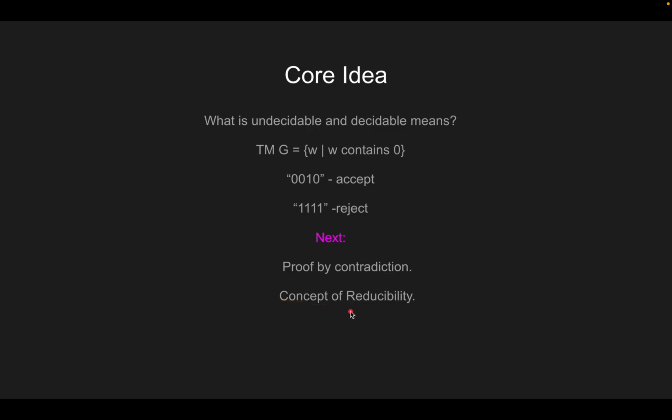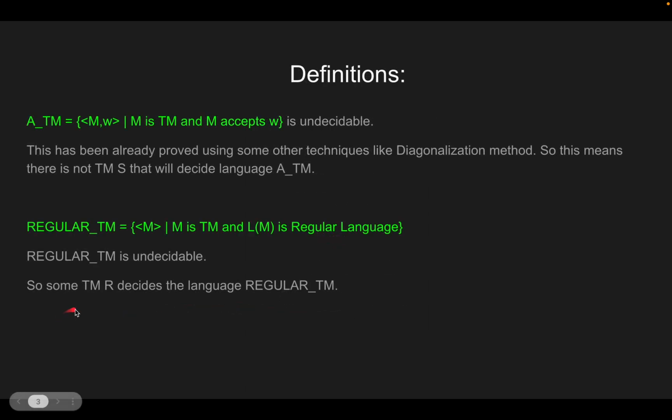Basically, what reducibility means is: if there are two problems A and B, and we know the solution for B, we can construct the solution for A. That means we can reduce A to B. So the same concept we are going to use here.